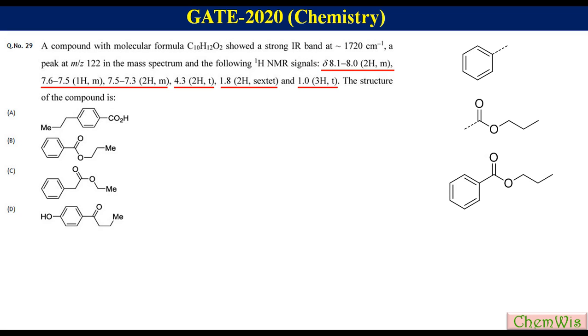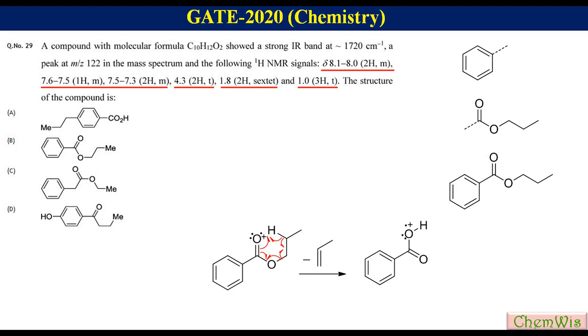It can undergo McLafferty rearrangement like this to generate benzoic acid radical cation that will show peak in mass spectrum at m/z 122. A strong band in IR at 720 cm inverse is because of C-H bending. So option B is the correct option.